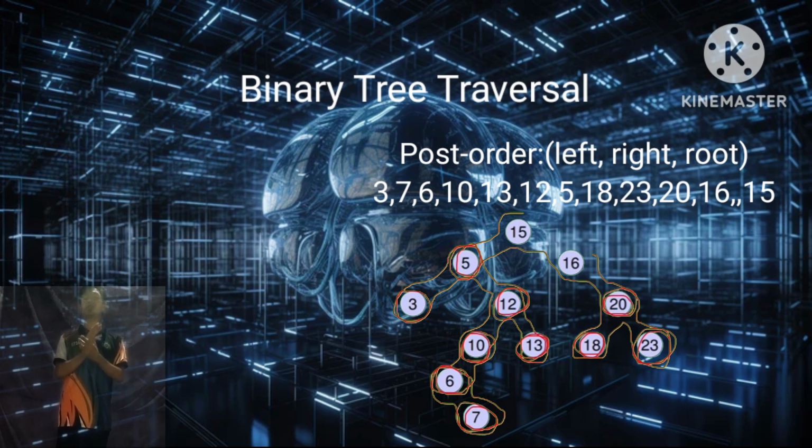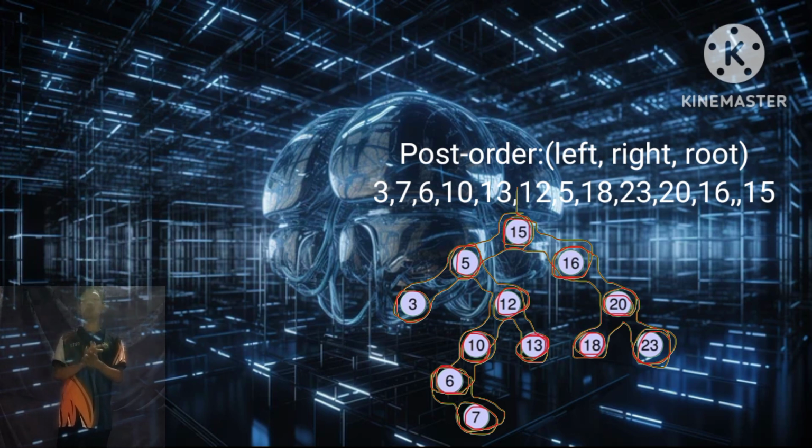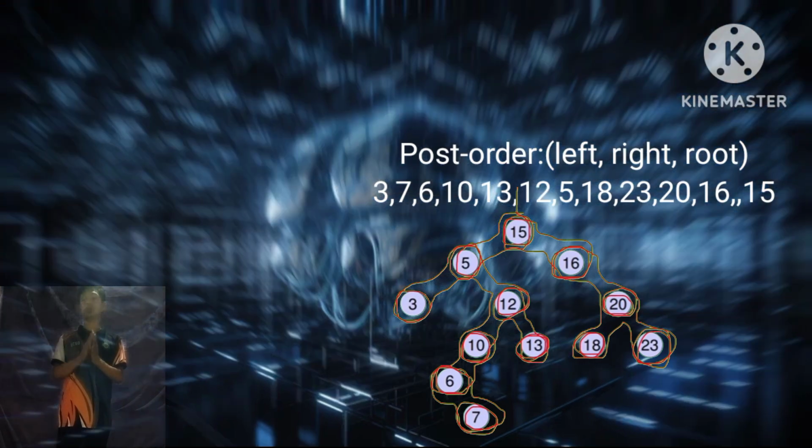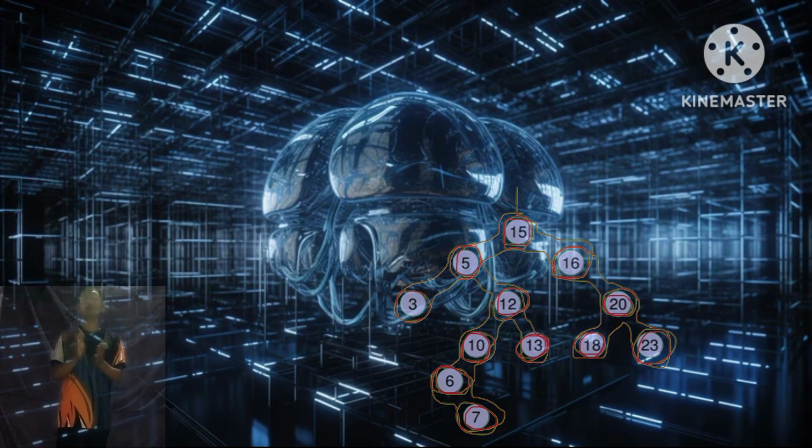back to 16. 16 is visited second time, so we will print 16, and then we will go back to 15, which is the root, and then root is visited second time, so we will print the 15. So the post order is the 3, 7, 6, 10, 13, 12, 5, 18, 23, 20, 16, and 15.